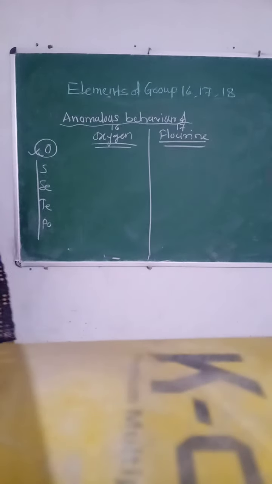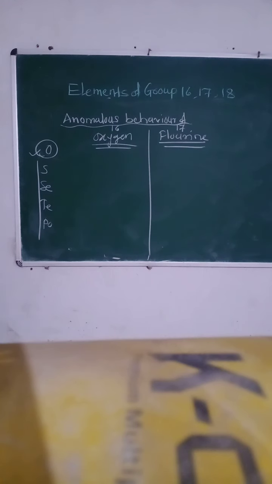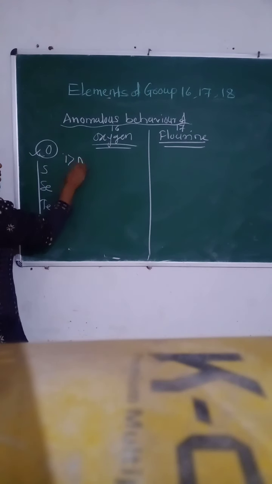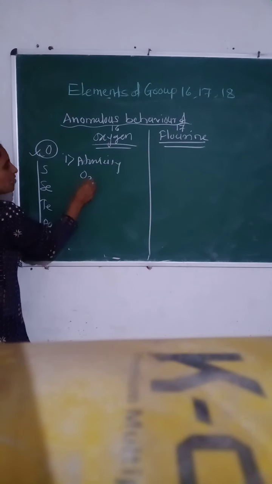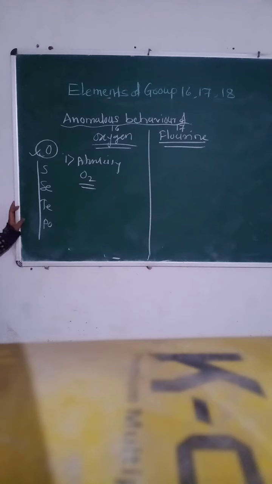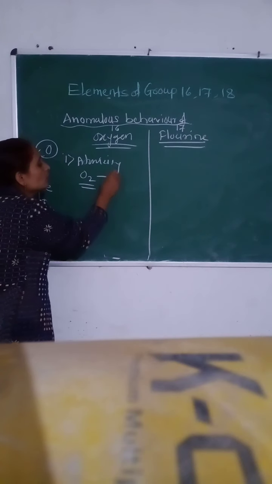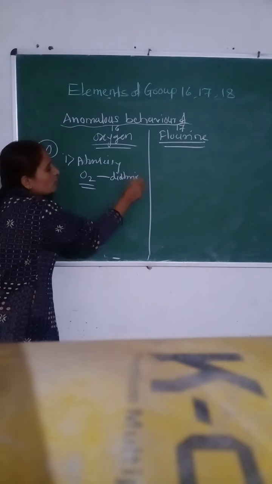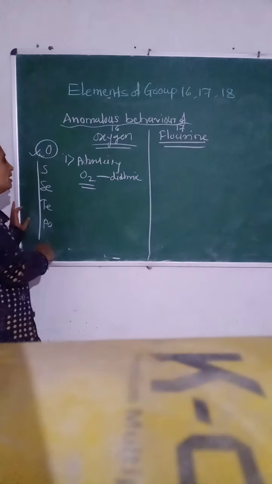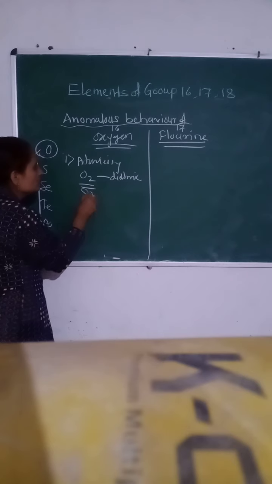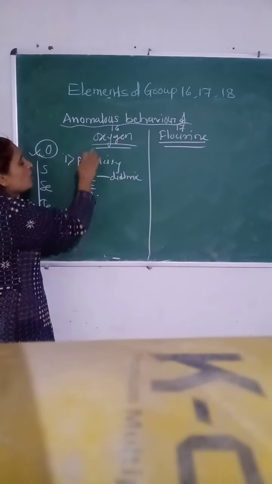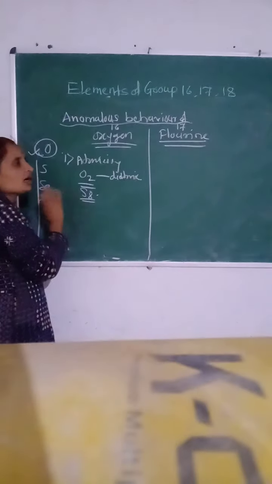In group number 16, the element will be oxygen. First, atomicity. Atomicity means that oxygen is a diatomic molecule. Oxygen is diatomic, while the other elements, sulfur, selenium, tellurium, polonium, will be polyatomic molecules. The other element, like S8, is a polyatomic molecule. Oxygen is diatomic while other elements are polyatomic.